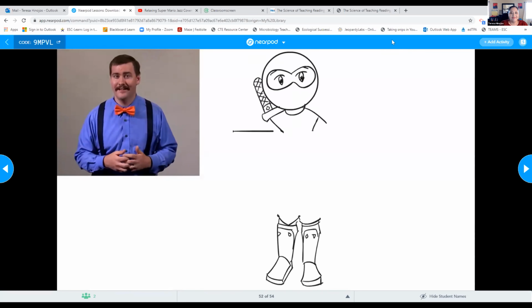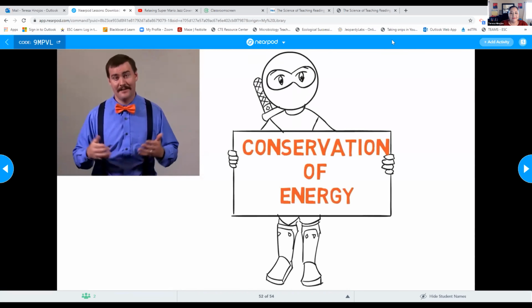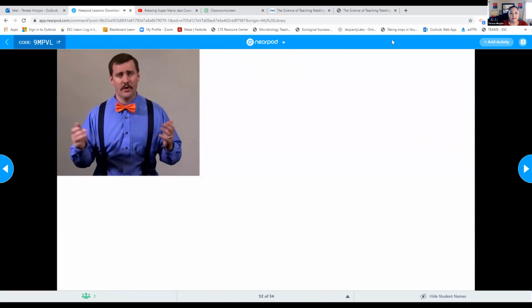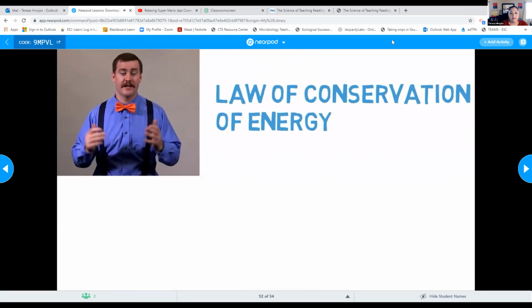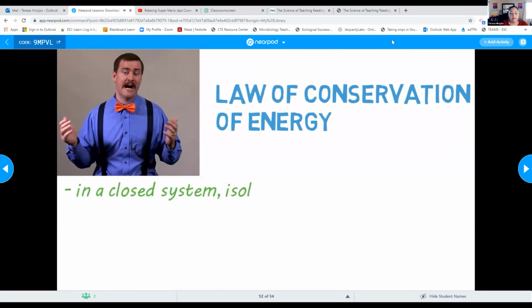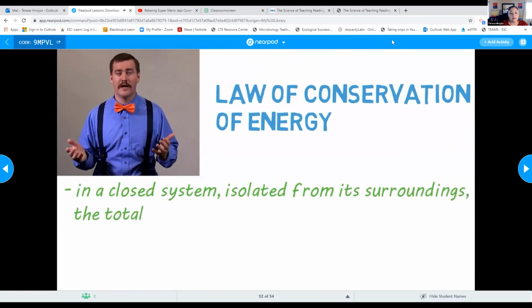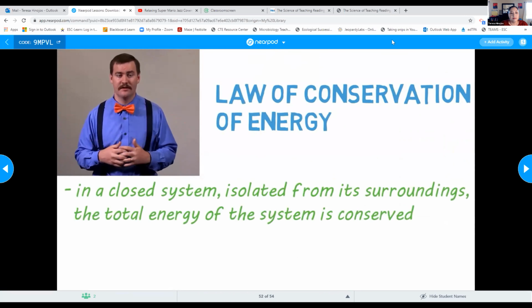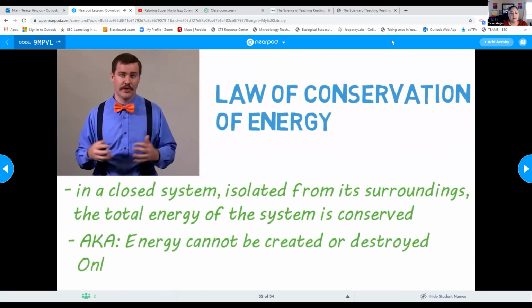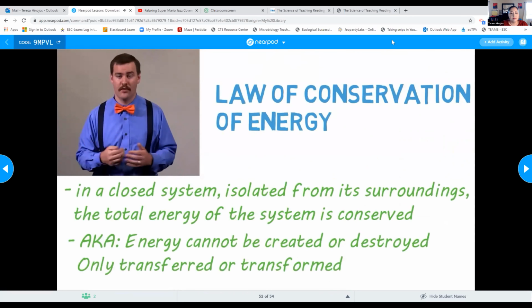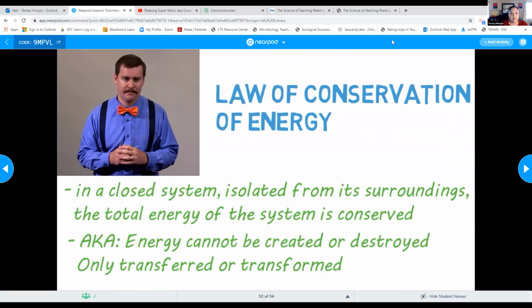Now, on to the topic at hand, the conservation of energy, and energy in general. So, the law of conservation of energy states that in a closed system, that is, a system isolated from its surroundings, the total energy of the system is conserved. Or, more loosely stated, energy cannot be created or destroyed, only transferred or transformed. This is also known as the first law of thermodynamics.